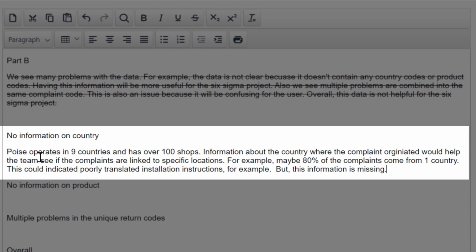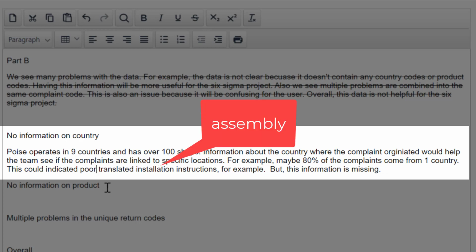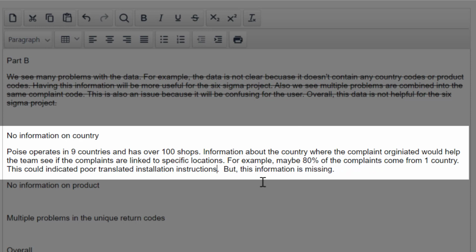Poissy operates in 9 countries and has over 100 shops. Information about the country where the complaint originated would help the team see if the complaints are linked to specific locations. For example, maybe 80% of the complaints come from one country. This could indicate poorly translated installation instructions. For example, don't need that twice, you get the idea, but this information is missing.